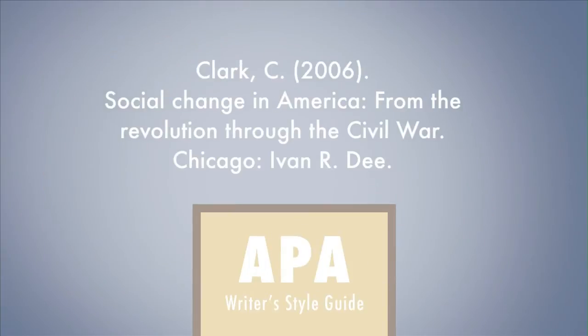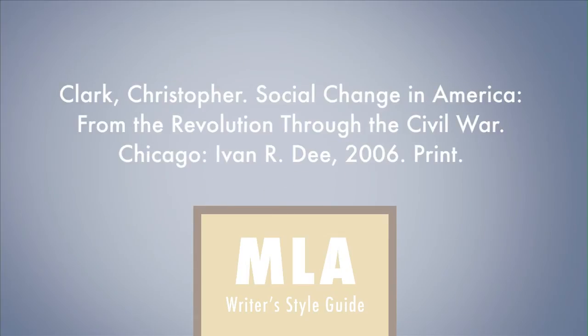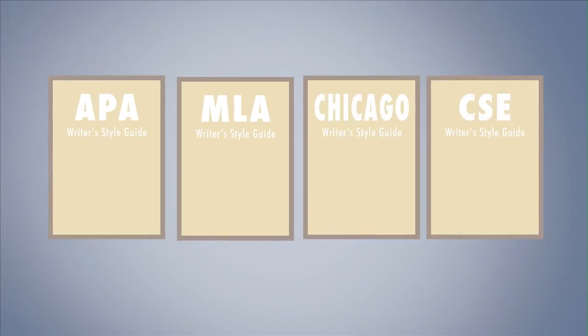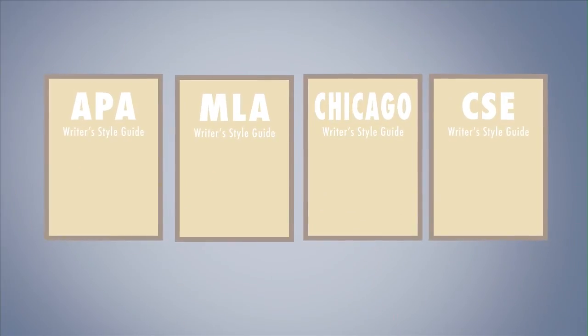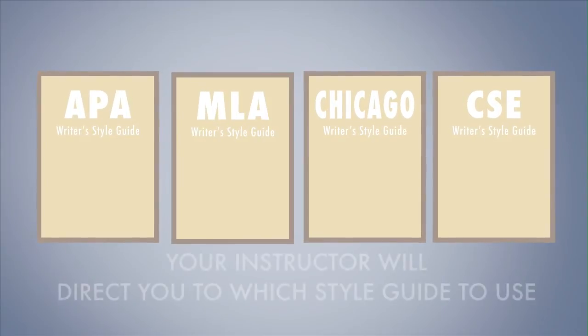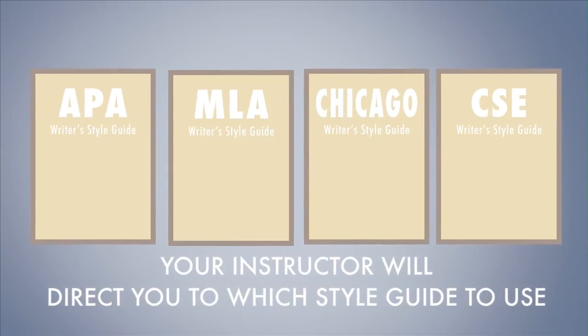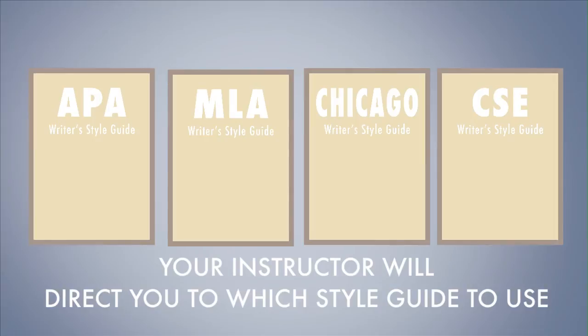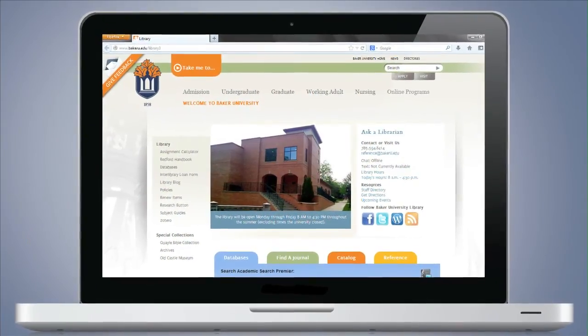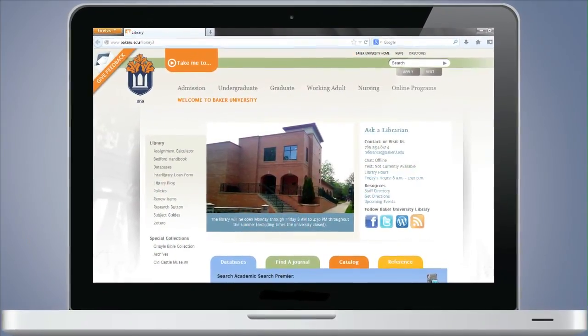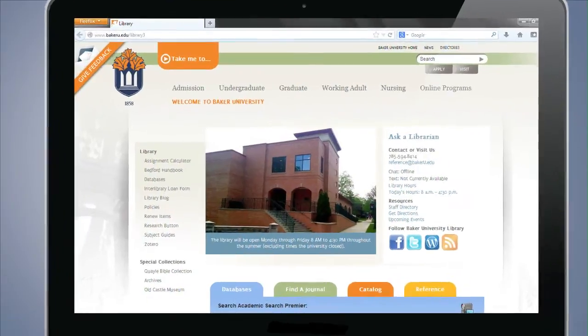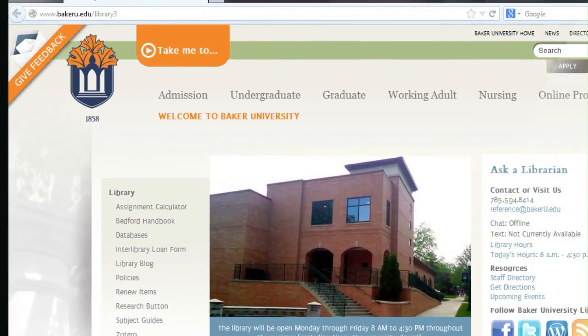You probably have noticed that citations and footnotes do not always look the same. This is because there are different style manuals that dictate the order in which you put the citation information. Your instructor will let you know the citation style they want you to use. You can find information on how to create citations using the chosen citation style by looking in the style manuals or the Bedford Handbook link that is available on the Baker University Library website.